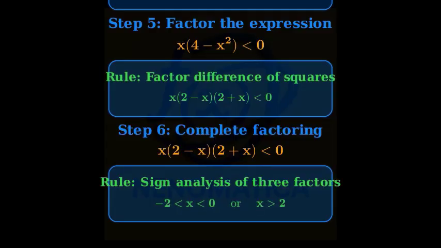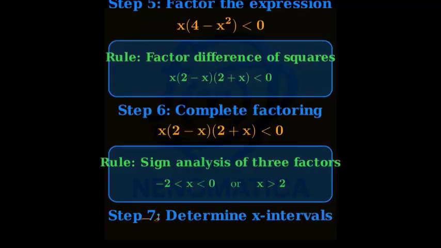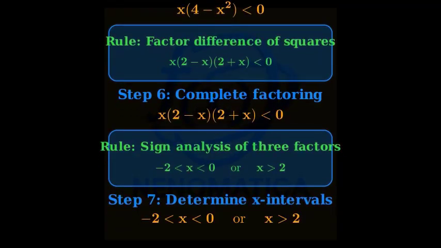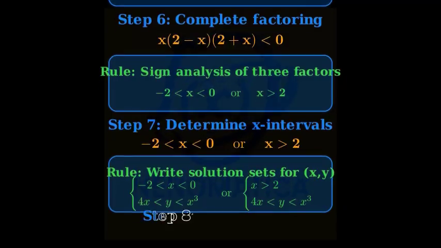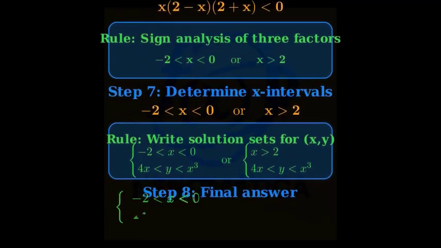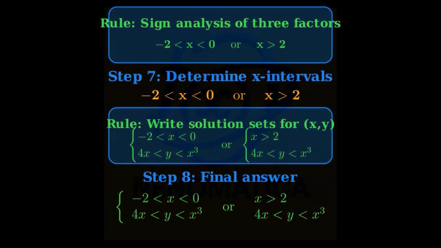Step 7. Perform sign analysis around the critical points -2, 0, and 2. The product is negative on the intervals -2 to 0 and greater than 2. Step 8. Write the final solution sets for x and y. On each valid interval, y must lie strictly between the line and the cubic. So the solutions are -2 less than x less than 0 and 4x less than y less than x cubed, or x greater than 2 and 4x less than y less than x cubed.